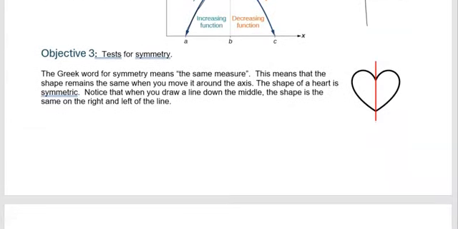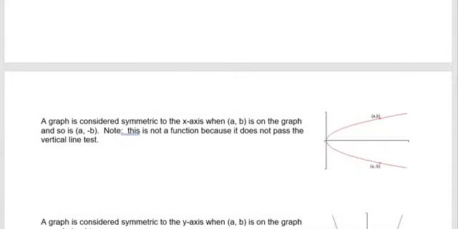All right, let's talk about symmetry. Here you have a symmetric heart, right? If I draw a line right through it, it's symmetric. If that was the y-axis, this is symmetric about the y-axis. If you held a mirror right here, it would reflect itself over the y-axis. This is symmetric around the x-axis. If I held a mirror on the x-axis, it would reflect itself.